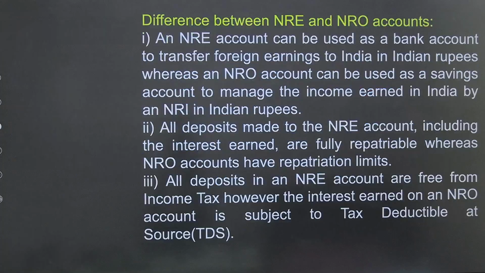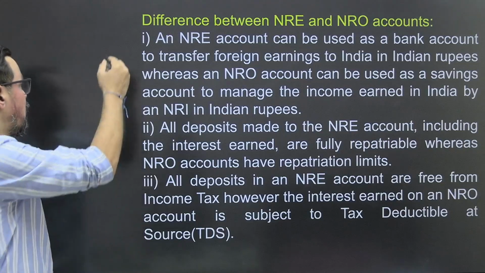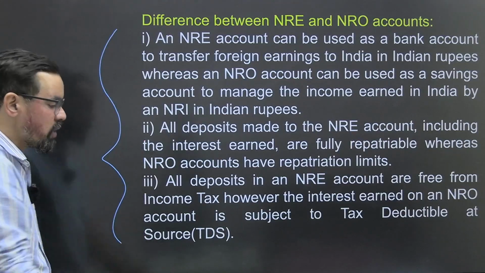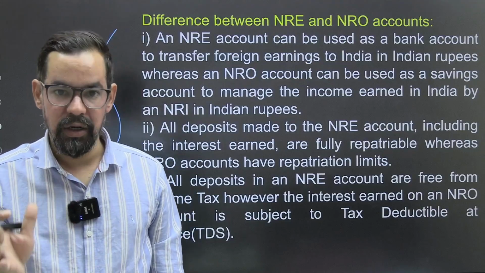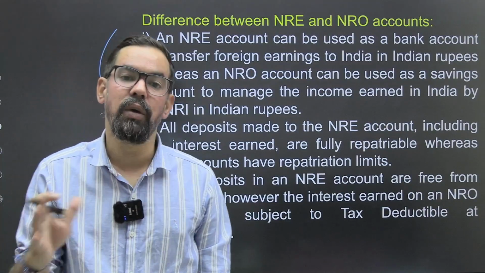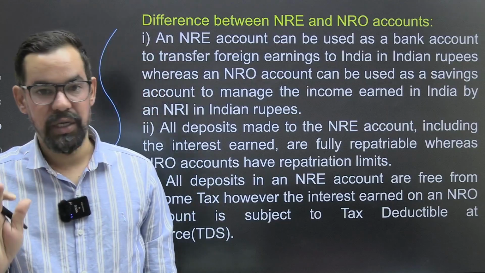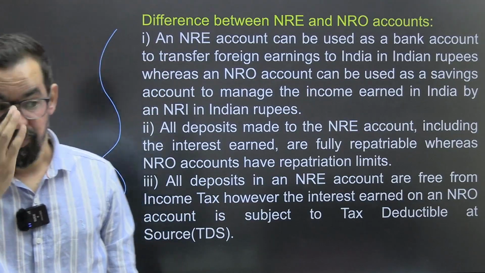Okay. So you can expect one question based on NRE, NRO and FCNR accounts. Okay. The three types of accounts, and like repatriation and non-repatriation. So repatriation is fully allowed in case of NRE and FCNR accounts, and there are some restrictions in case of NRO accounts.